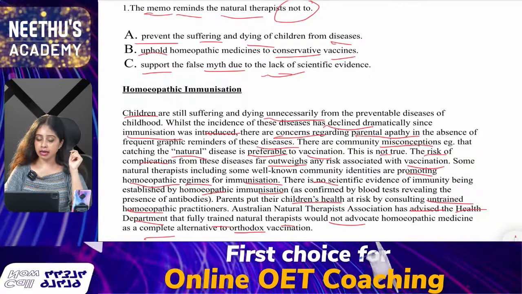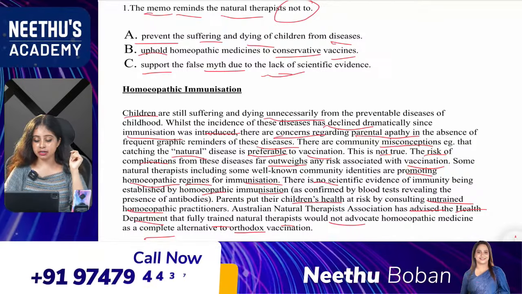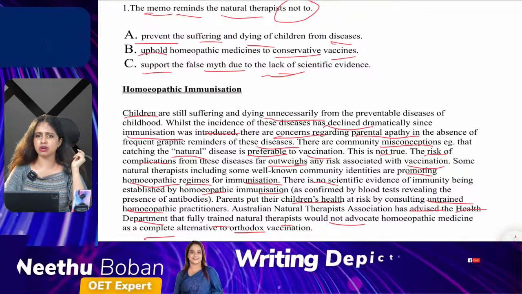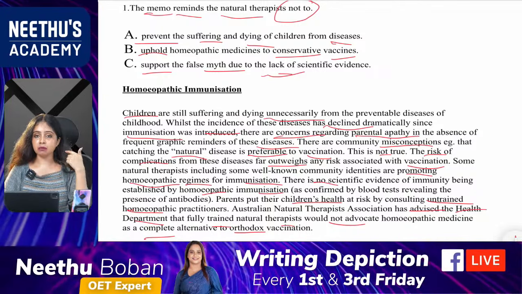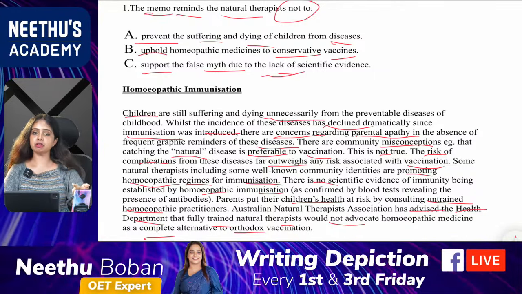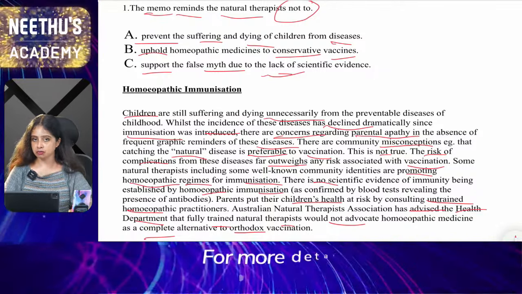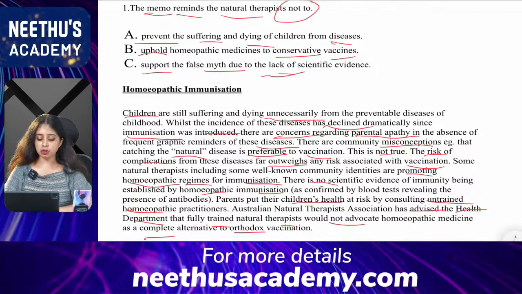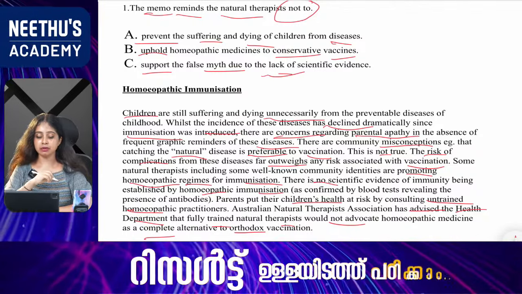So what about option A? Prevent the suffering and dying of children from diseases. So this is contradictory, right? Because they are reminding the natural therapist not to prevent the suffering. That is how we are reading the option, right? So not to prevent the suffering and dying of children from diseases, that is wrong.